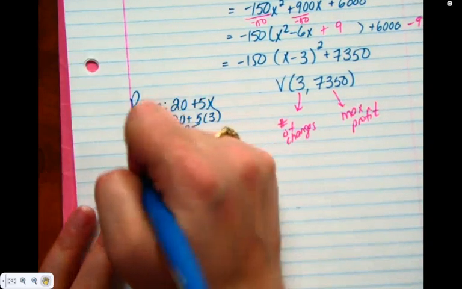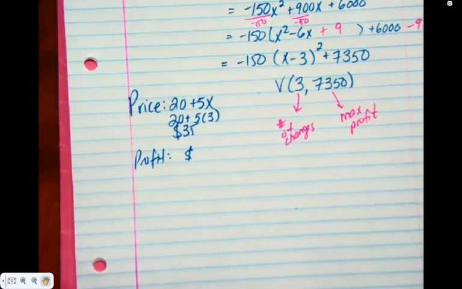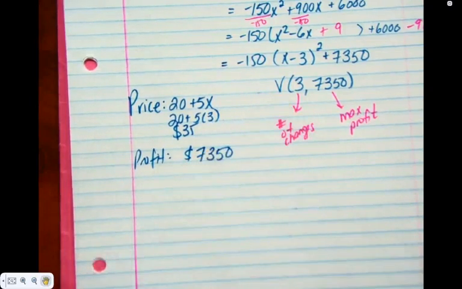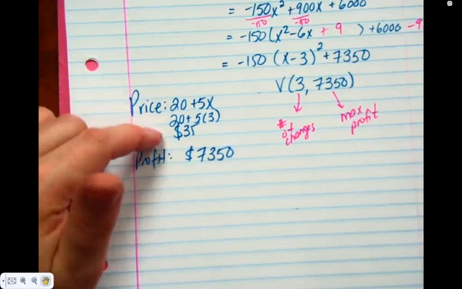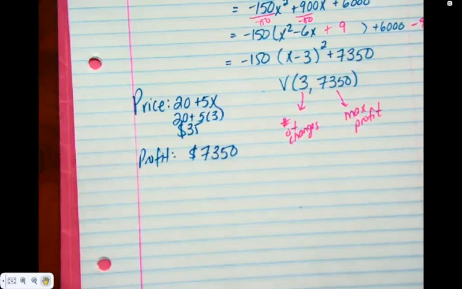What is the maximum profit? It comes right from the vertex. It has to be $7,350. So in terms of this question, it means if we don't raise the price 3 times, we're not going to make as much. If we raise it more than 3 times, we're not going to make as much. This is the most we can raise it before people stop buying it, or less people, I should say, stop buying it. Questions? They're always going to work like this.